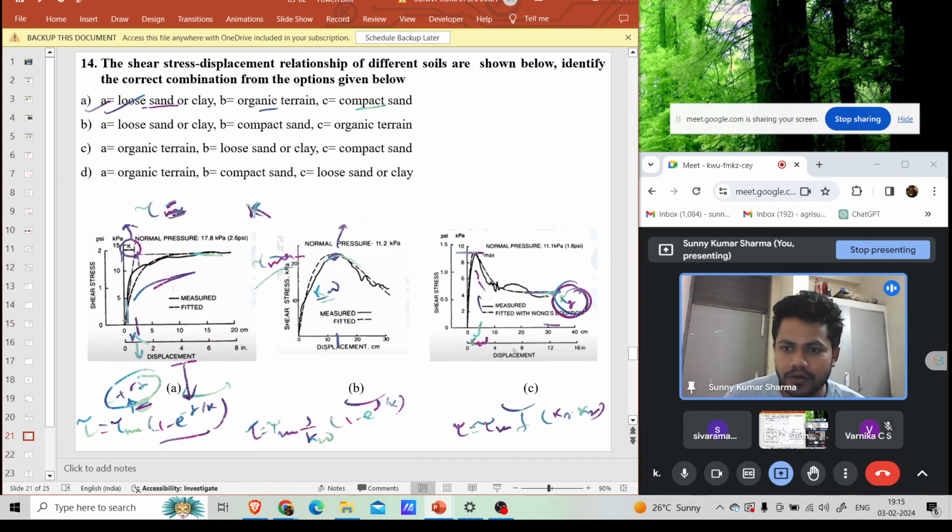This is the deformation order scale. I think the question is framed from this part. In that question, maybe tau max and J will be given, and we have to find that k. Is it okay?